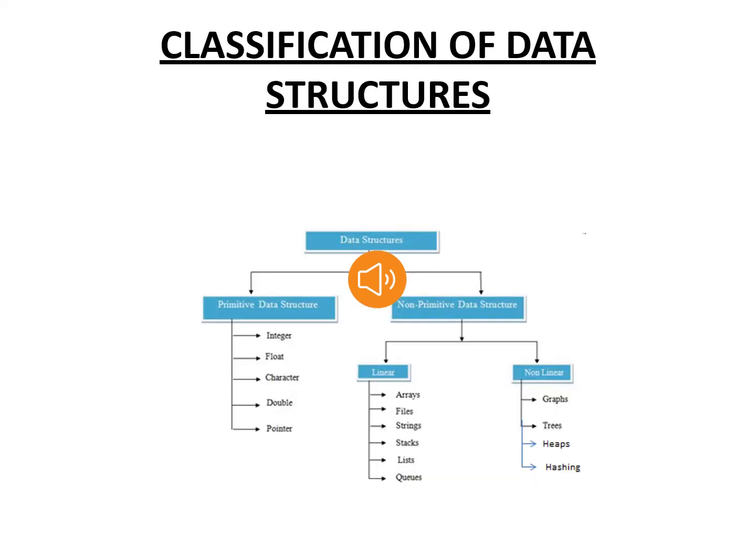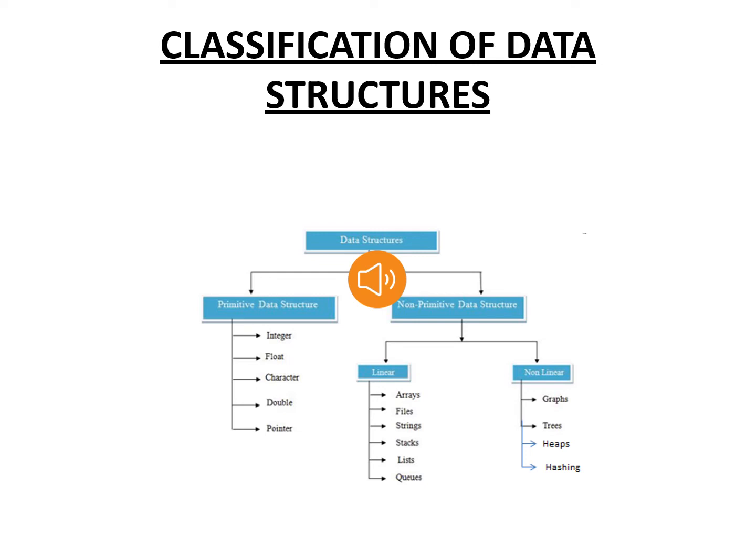Thank you. Next, coming to the classification of data structures. The data structures are classified into two types. One is the primitive data structure and the other is the non-primitive data structure. All the basic data types are examples of primitive data structures. What is the meaning of primitive data structure? Primitive data structures are the fundamental data types, only the basic data types. Here I have included the basic data types: integer, float, character, double, pointer. These are the fundamental basic data types. That's why these are examples of primitive data structures.